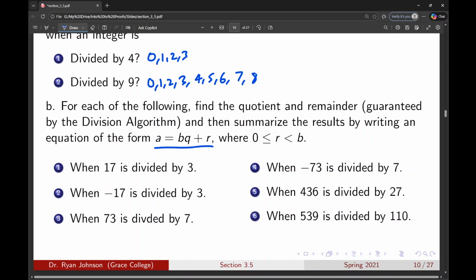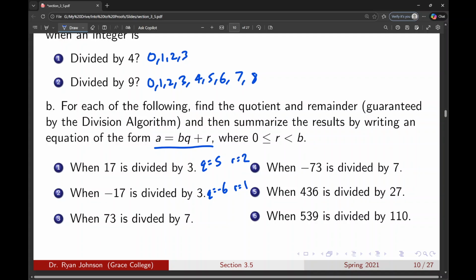I didn't leave myself enough room here because I set it up for you to do on the whiteboard. When 17 is divided by 3, our quotient is 5, and 3 times 5 is 15, so our remainder is 2. When -17 is divided by 3, we want to go past -17. So q, instead of being -5, make it -6, and that gives us 3 times -6 is -18, so then r equals 1 to get it back to -17.